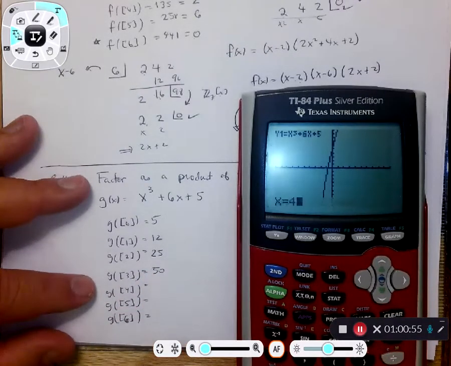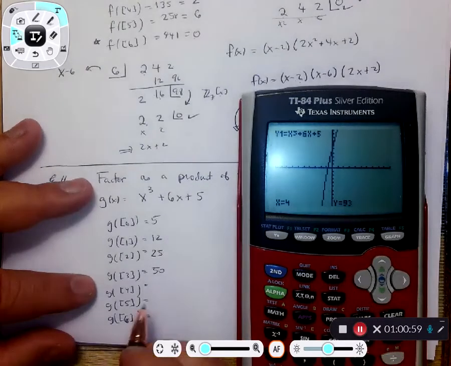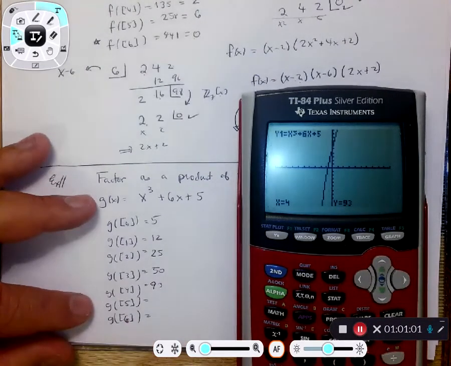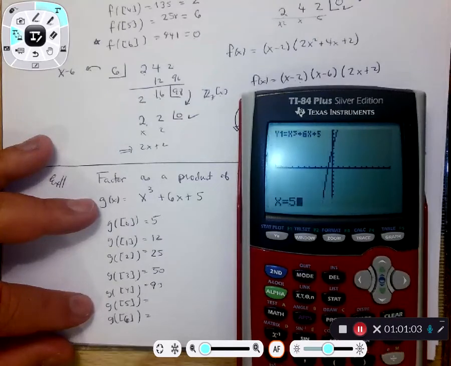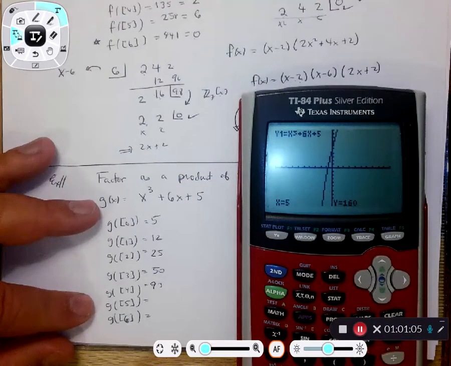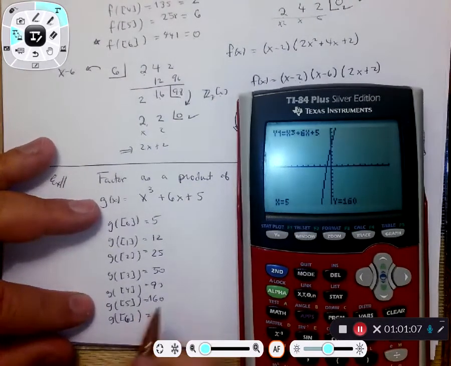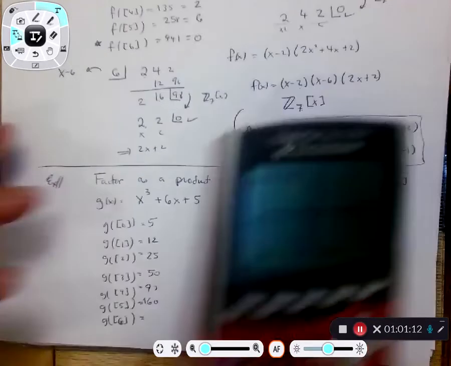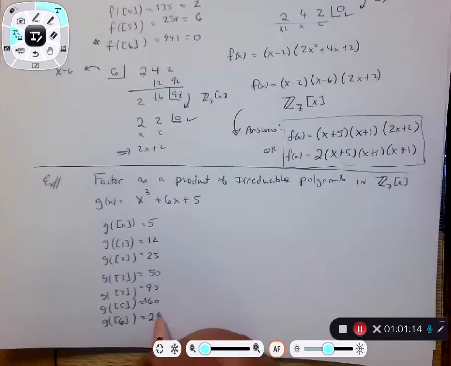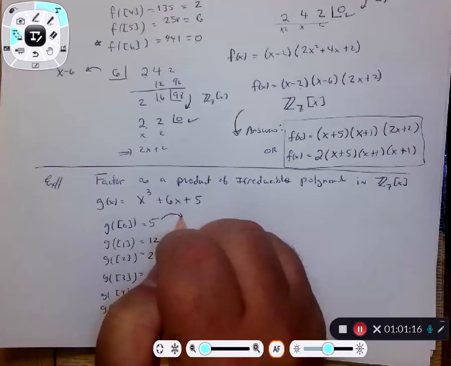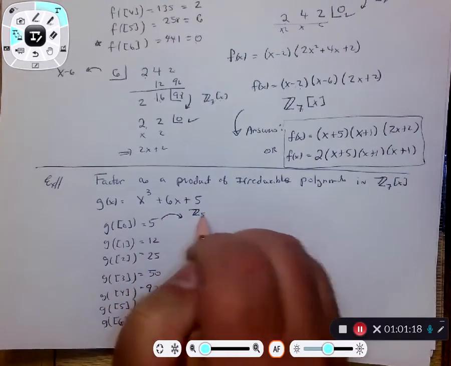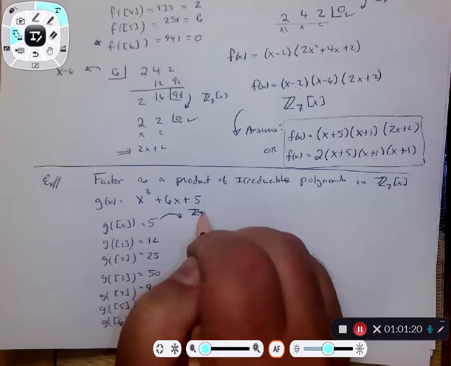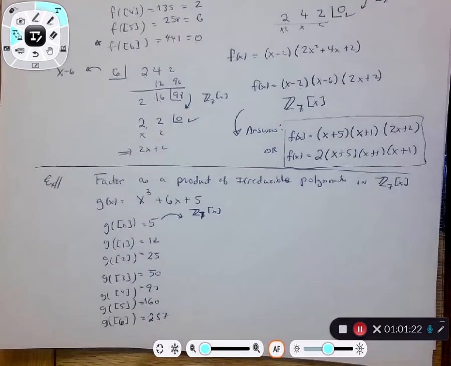When I plug in 4, I end up getting 93. Plugging in 5, I end up getting 160. And plugging in 6, I end up getting 257. But we have to convert these numbers back so we can see what's going on in Z7 adjoin x. So it's the Z7 we want.